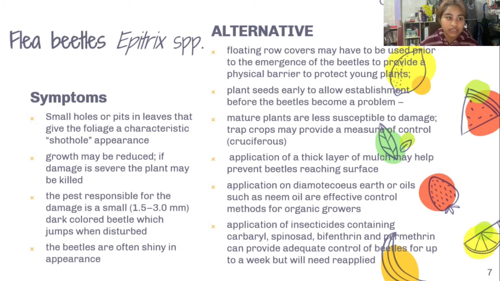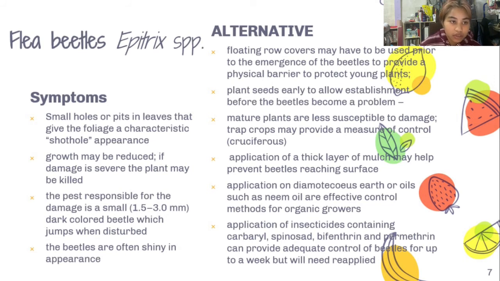The beetles are often shiny in appearance. So how to manage the flea beetles? In areas where flea beetles are a problem, floating row covers may have to be used prior to the emergence of the beetles to provide a physical barrier to protect young plants. Plant seed early to allow establishment before the beetles become a problem. Mature plants are less susceptible to damage. Trap crops may provide a measure of control. Cruciferous plants are best. Application of a thick layer of mulch helps prevent beetles from reaching the surface.